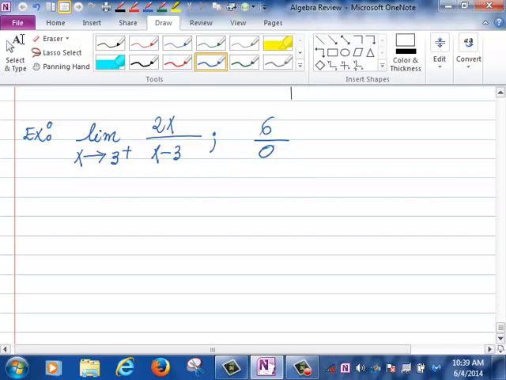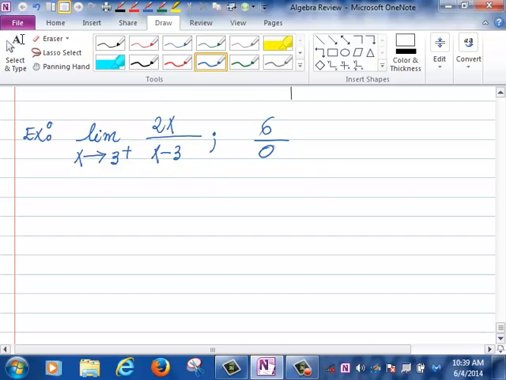Everybody's okay? 6 divided by 0.001 is 6,000. So then my answer should be infinity or negative infinity, because whenever you have a fraction where the limit of the numerator is a fixed number and the limit of the denominator is 0, then the limit of the ratio would be plus or minus infinity. Am I making sense? Now, which one is it?